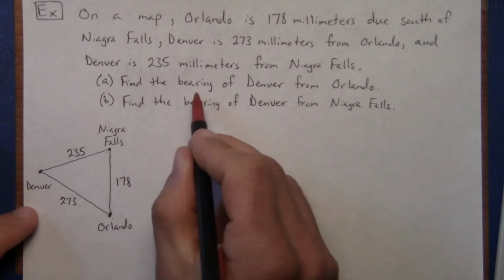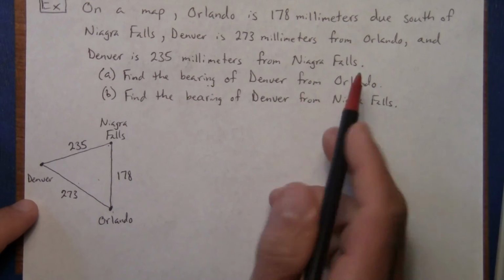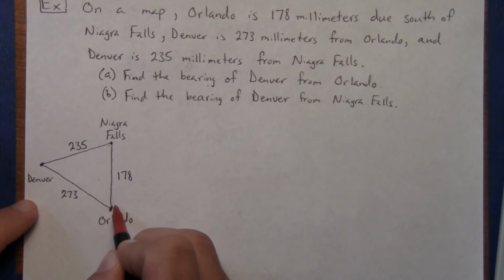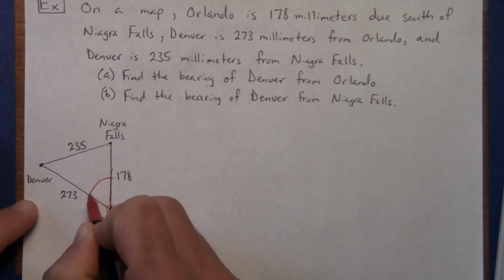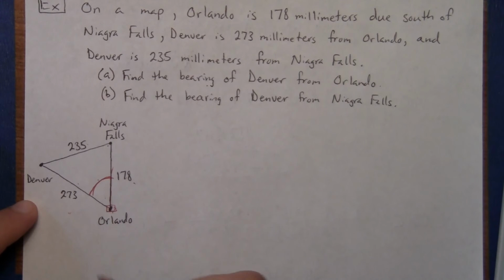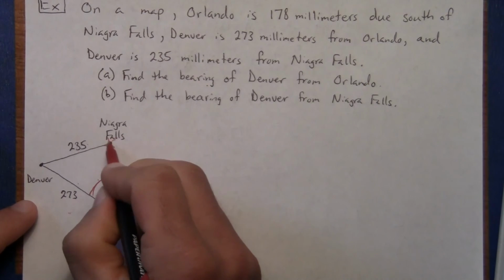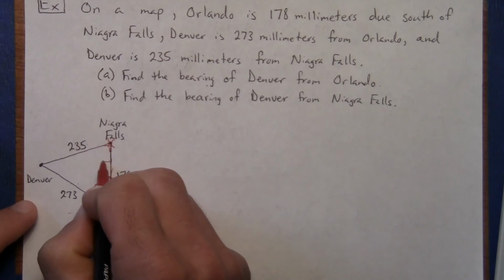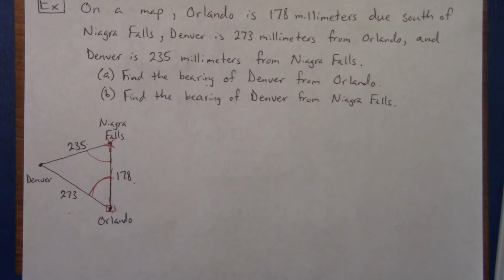So if I looked at letter A and I try to figure out by the picture what they're asking me for, find the bearing of Denver from Orlando. Here's Orlando. Remember, we're starting there because it says from Orlando. It looks like I'm looking north and then I'm going to the west. I need to know what that angle is. Well, I've got all three sides of this triangle, so I can basically do what I've done for some of the other problems, just find that angle. And then if you look at letter B, find the bearing from Niagara Falls. So starting here, I would look south and then I would look to the west. It looks like I want that angle. So really just finding the area of a triangle, but they give you the information in a story problem.